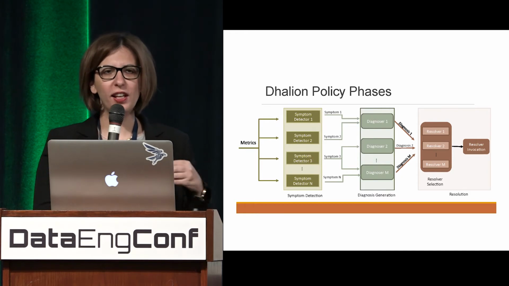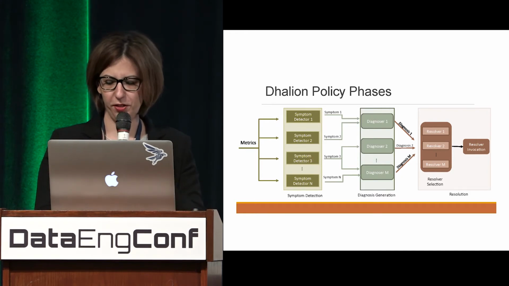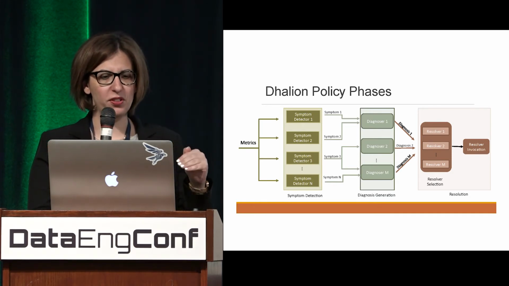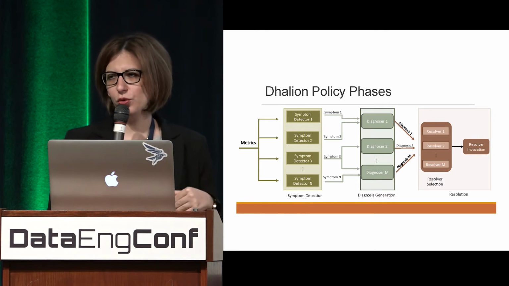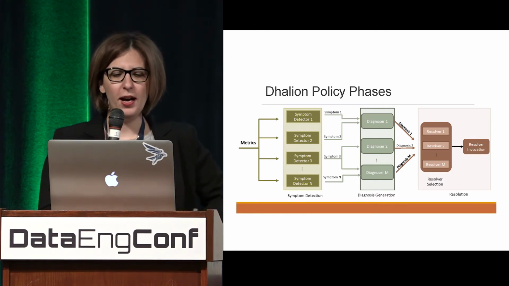So Dhalion essentially executes policies. Each policy has 3 phases. In the first phase, Dhalion collects metrics from the system, in this case Heron, and tries to identify symptoms that can potentially denote that there is a problem in the system.